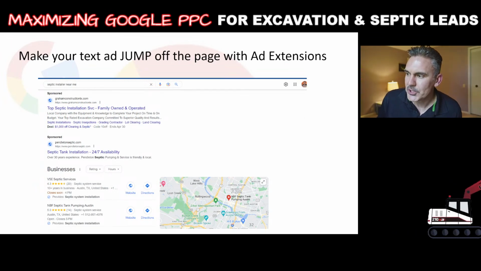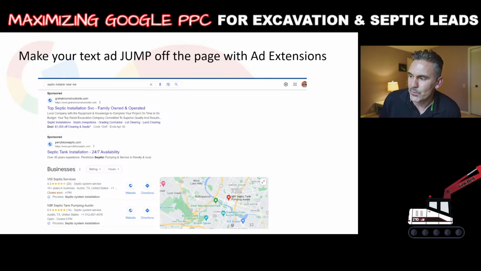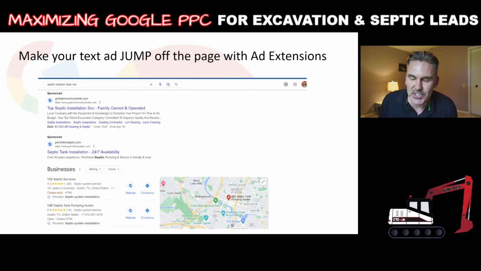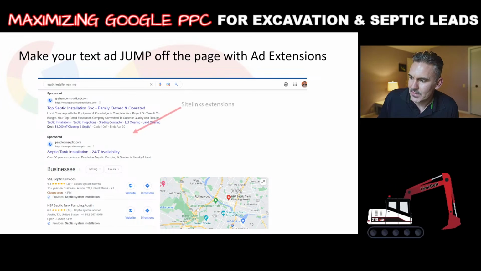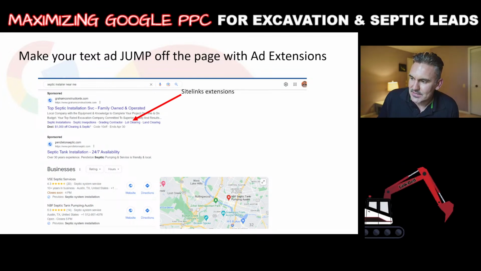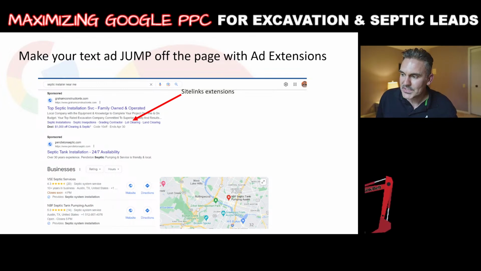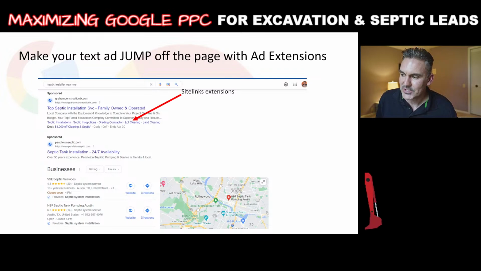And then let me show you an example of how you can make your text ad jump off the page with what's called ad extensions. So if we look at this Google screenshot right here, we have a couple sponsored ads up top. This one up top has what's called site link extensions. See that? How it has septic installations, septic inspections, grading contractor, lot clearing, land clearing. It gives the person a little more insight onto what this company could do.